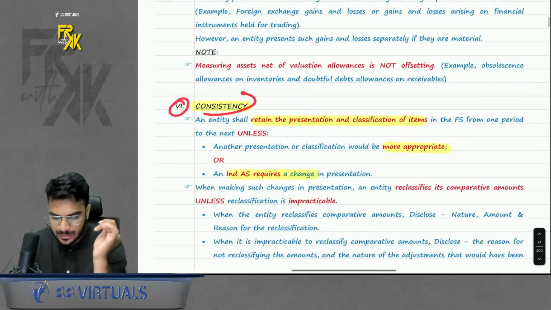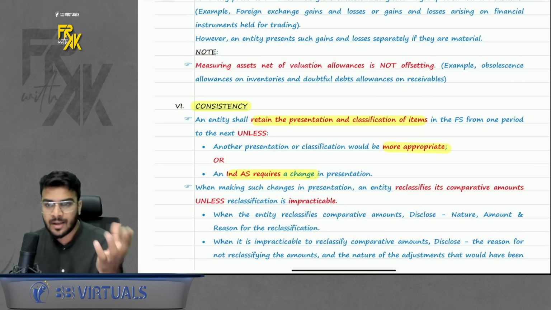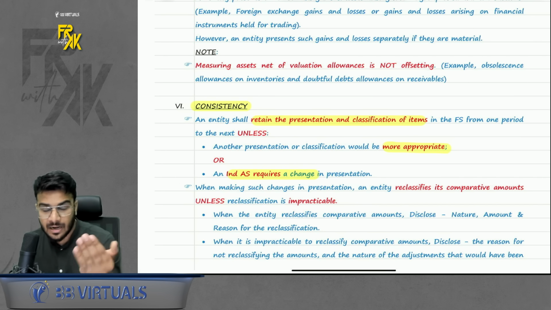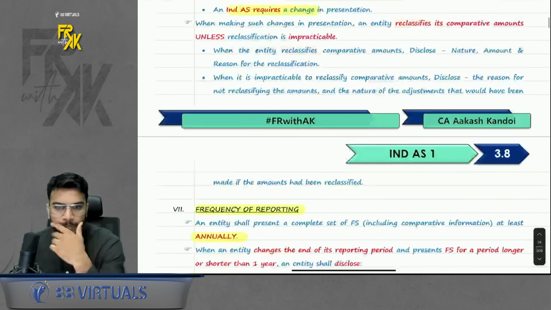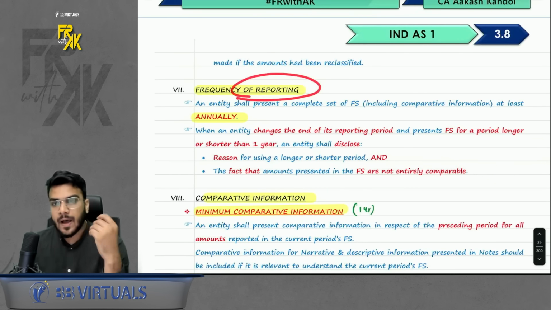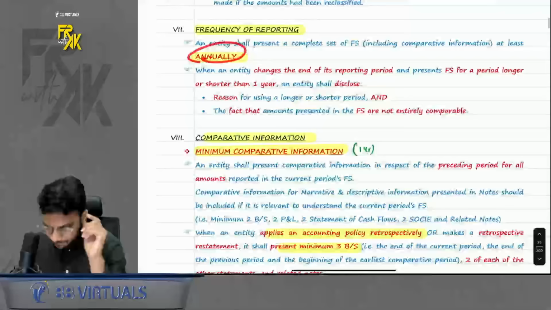Anyways, 6th point, consistency. Whatever you follow in balance sheet, presentation, policies, classification, apply it consistently. Of course, you can change under exceptional circumstances, but to the extent possible, apply it consistently. Frequency of reporting. How frequently you have to submit the annual financial statements? Once in a year, annually.